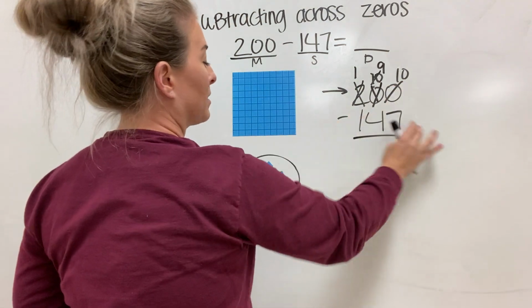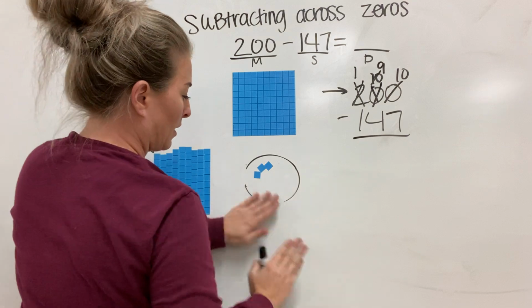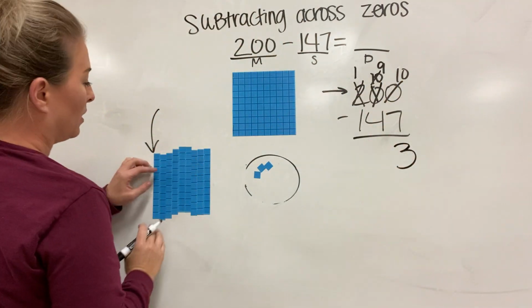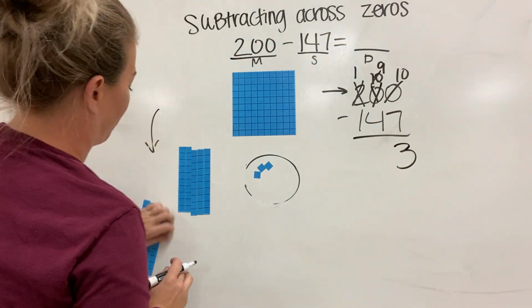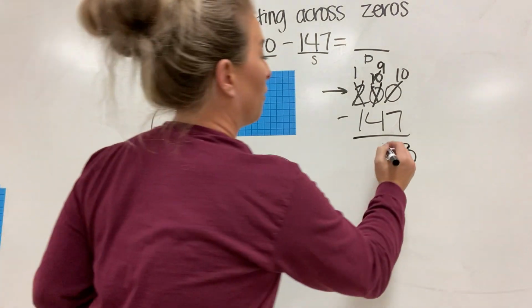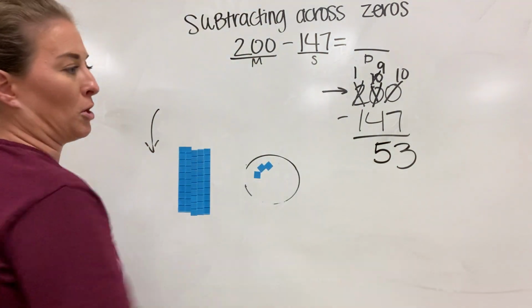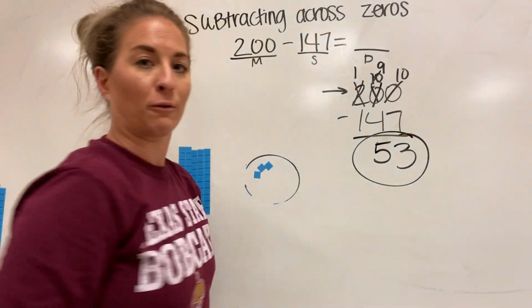So 10 minus 7, so I take away 7, and that leaves me with 3. 90 minus 40, so here's 90. I'm going to take away 40, and that leaves me with 50. 100 take away 100 leaves me with no hundreds. So my difference is 53.